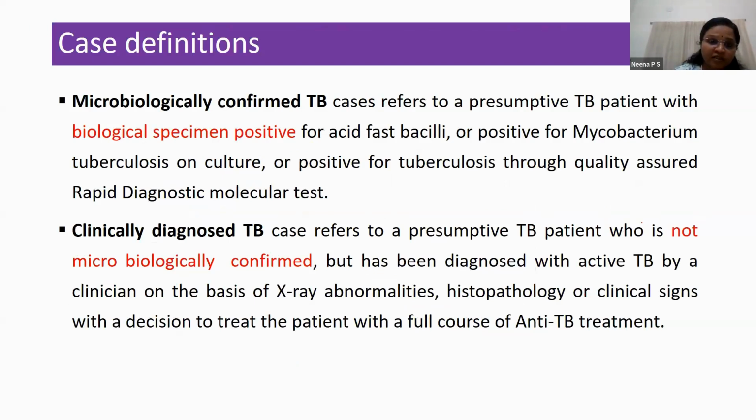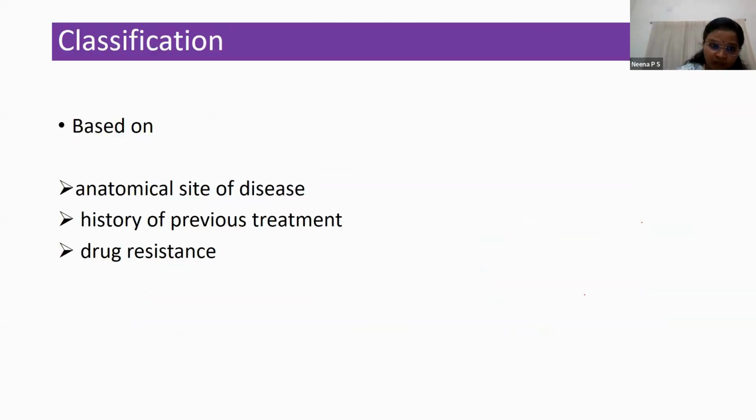So basically, you have two groups of patients. We have microbiologically confirmed TB, with a biological specimen positive for TB, either in the form of smear, culture, a NAT test, or an LPA. But if you are not able to make a microbiological confirmation and you have diagnosed a case based on X-ray, histopathology, or clinical signs, then they will become clinically diagnosed tuberculosis. You can also classify the cases based on the anatomical site as pulmonary and extrapulmonary, and based on the history of previous treatment, as recurrent TB, treatment after failure, or treatment after lost to follow-up. If the patient defaults the treatment and comes back after 1 month, then you can take it as lost to follow-up.